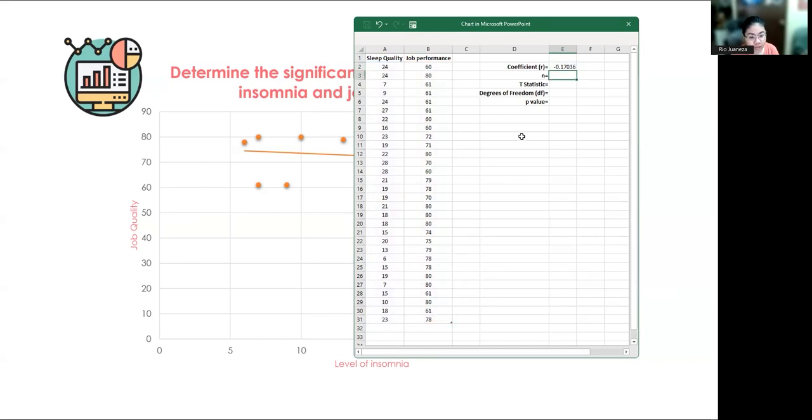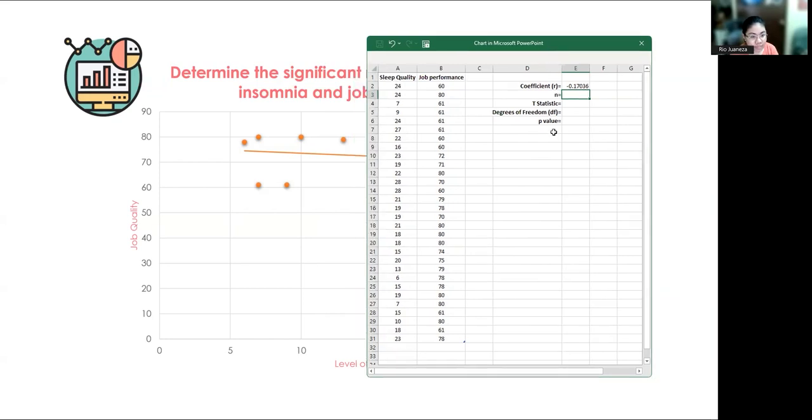Now, we have the value of negative 0.17, which indicates a negative correlation between the two variables. Hence, the downward trend is shown on our scatter plot, as you can see. The next step is to get the value of n using the count function. So what is n? N is the number of pairs in the test.